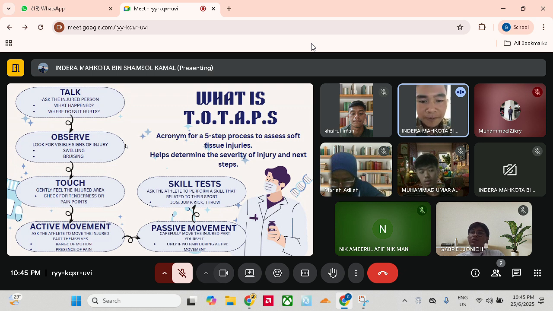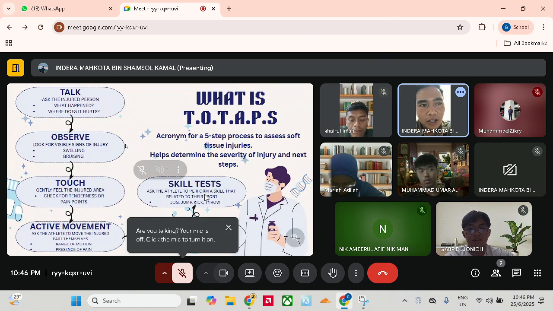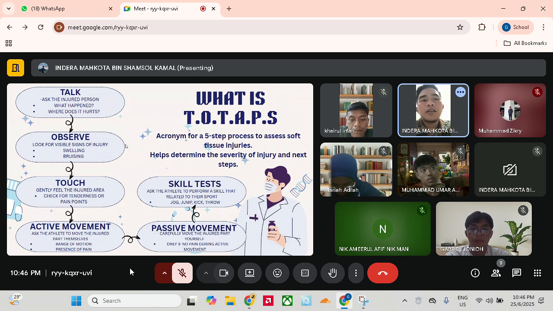Okay, so the last procedure for TOTAPS is a skill test. After you have finished talk, observe, touch, active, and passive movement, you need to ask the athlete to perform a skill related to their sport, like jogging, jumping, kicking, or throwing, so that you can observe whether they can continue to play or not. Okay, do you understand?